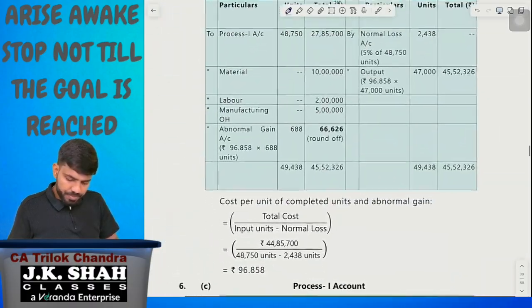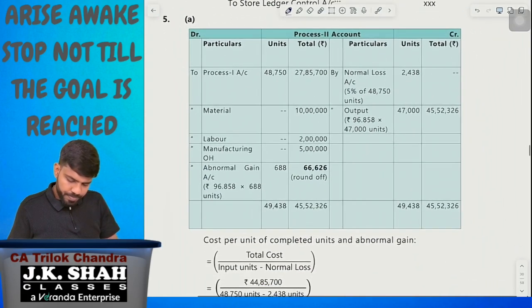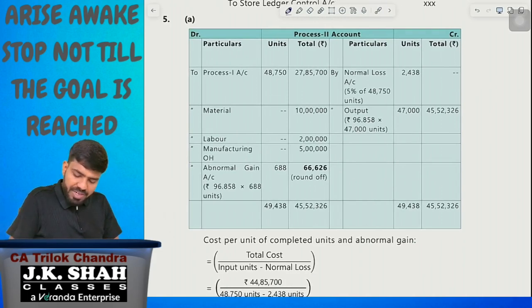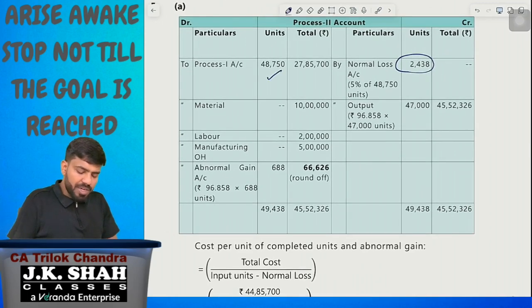They take 2,437.5 as 2,438. Just look at the process account: 48,750 units, values 10 lakh, 2 lakh, 5 lakh. Normal loss 2,438, output is 47,000, and the difference is the abnormal gain.